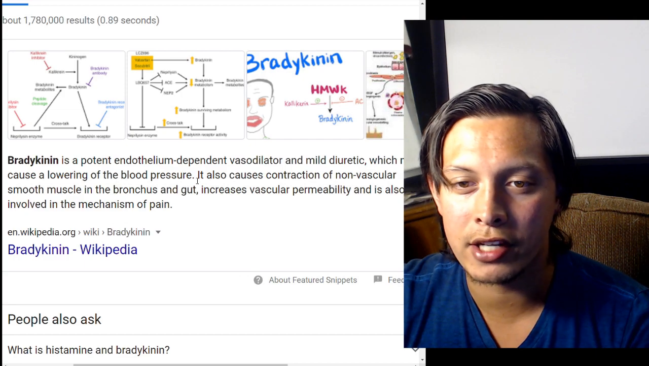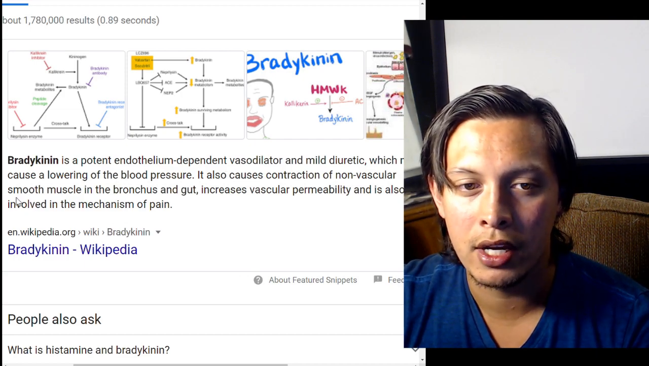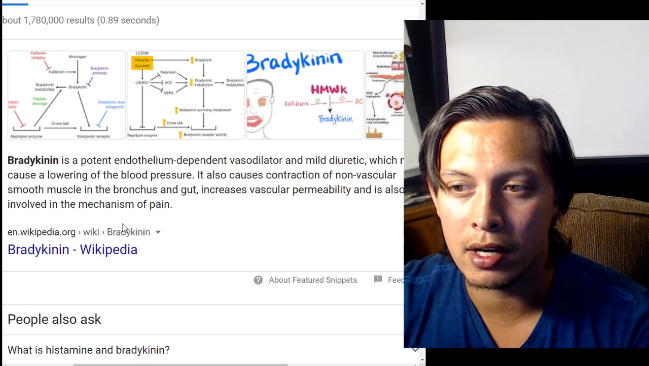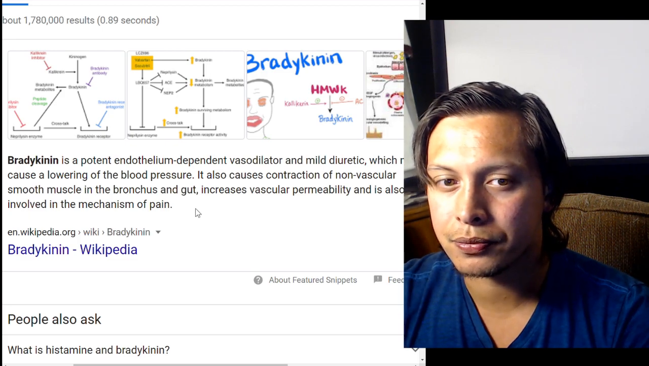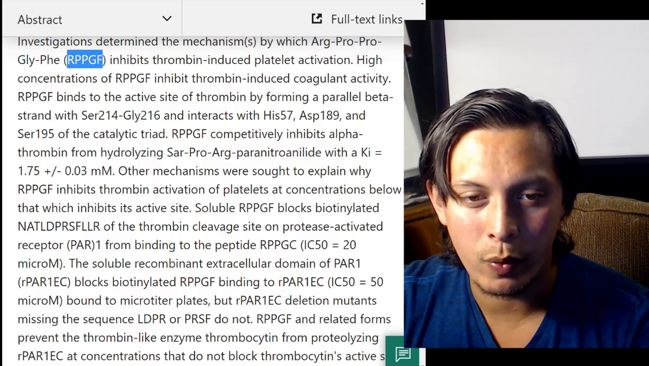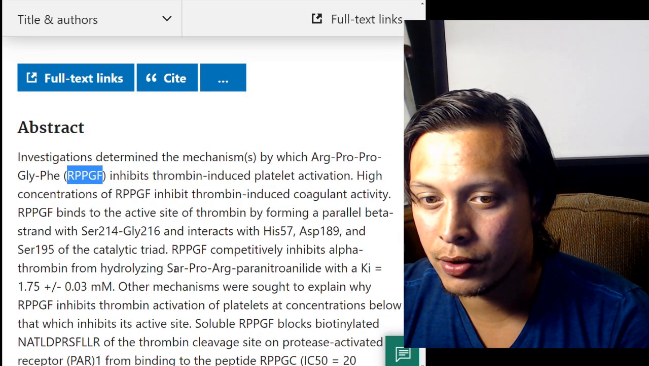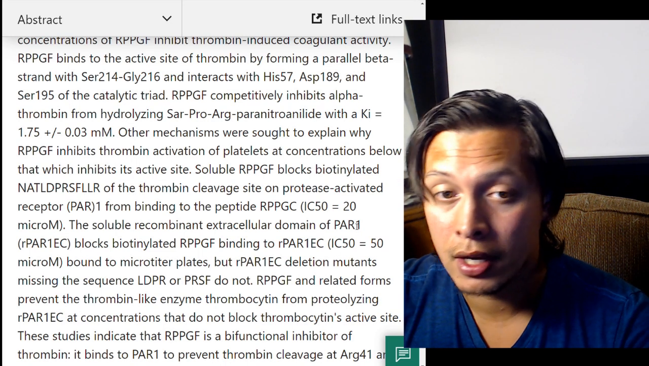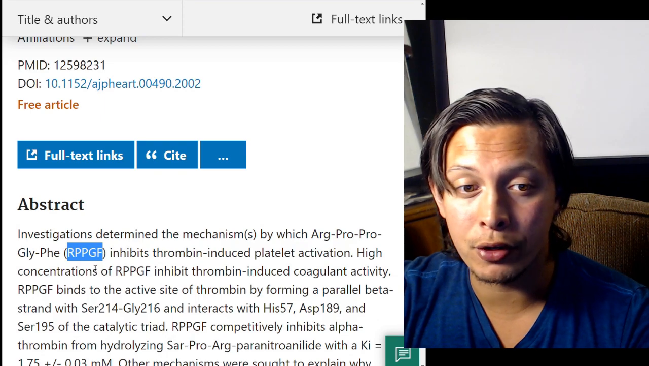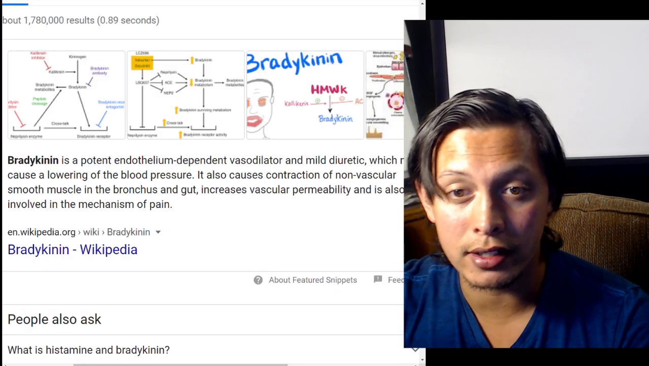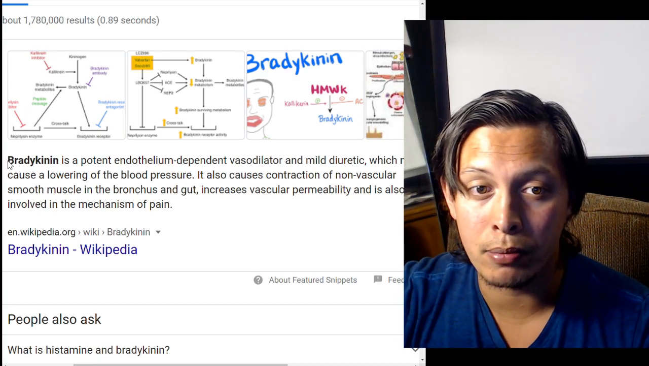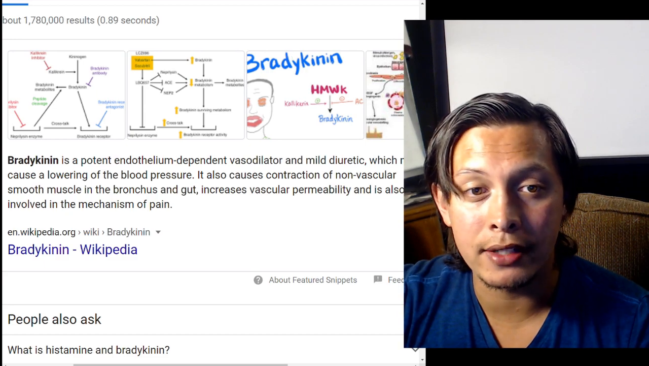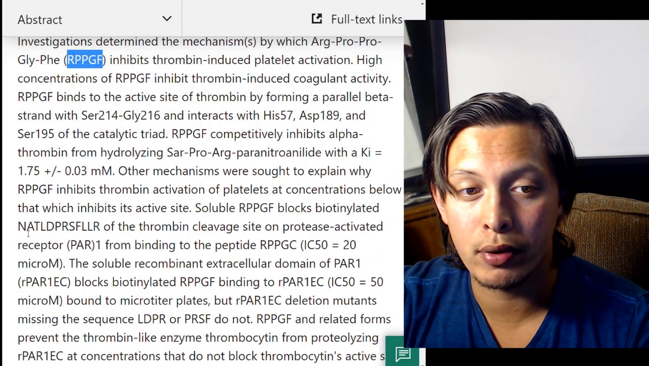It also causes contraction of non-vascular smooth muscle in the bronchi and gut, and increases vascular permeability, and is also involved in the mechanism of pain. So going back, this peptide, which inhibits thrombin, and then also will bind to the substrate of thrombin, that receptor, that PAR1. This is an active peptide that floats around in your body, and it's basically a waste product, if you can call it that. It's a waste product of the bradykinin, which is a potent endothelium-dependent vasodilator. And that binds with this sequence pretty well, okay?